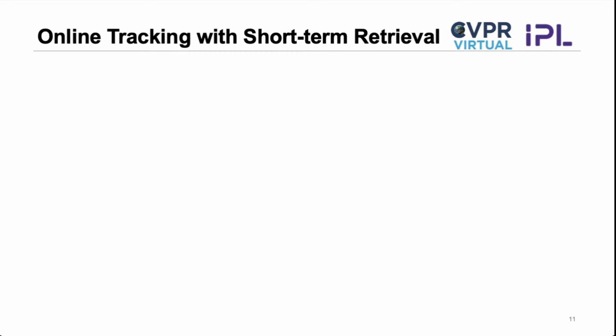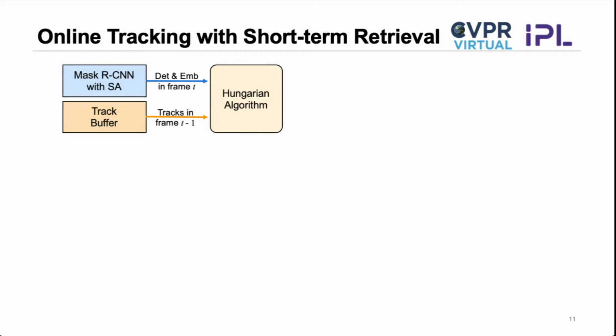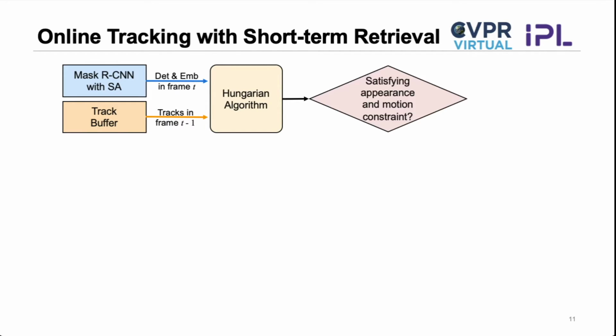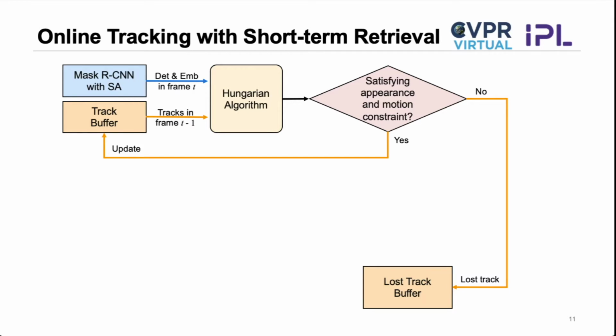Here, I will explain how the detections are associated. Firstly, the given detections and the corresponding features in frame T are assigned to the tracks that show up in the last frame by the Hungarian algorithm, which uses the mask IOU and feature similarity as the cost to minimize. Then the matched tracks are updated, and tracks that find no matching detections are considered as lost.